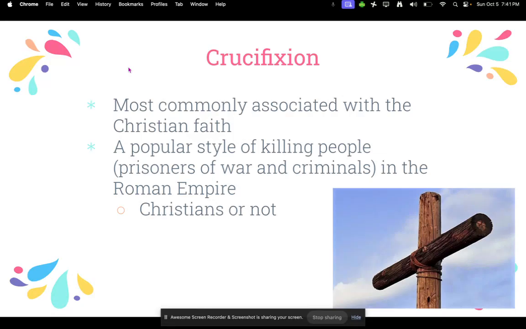And then crucifixion. So this is most commonly associated with the Christian faith, but in the Roman Empire, it was a super duper popular style of killing people, be it like prisoner of wars or criminals, even if they're Christian or not. This was just a very popular way to put people to death.